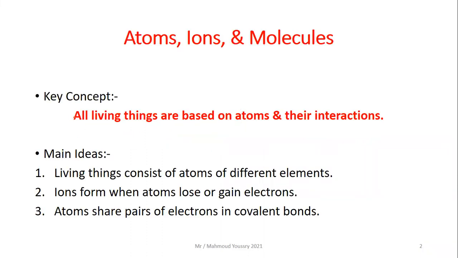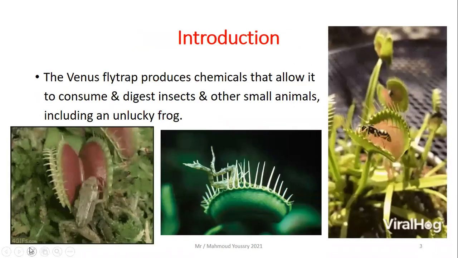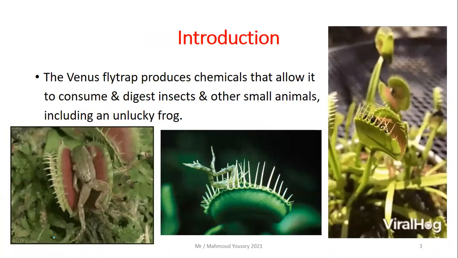So let's start. The key concept today is that all living things are based on atoms and their interactions. The first main idea: living things consist of atoms of different elements. The second: ions form when atoms lose or gain electrons. Number three: atoms share pairs of electrons in covalent bonds. This is the introduction of our lesson.